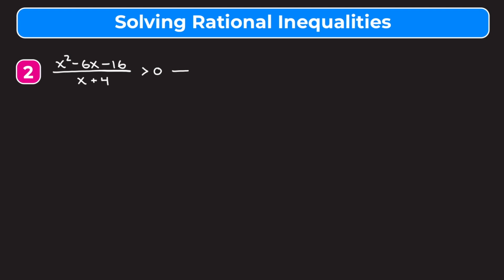So we're going to start by factoring this trinomial on the top. We need to think of two numbers that multiply to negative 16 and add to negative 6. If you take a second and think about that, you should get negative 8 and positive 2. So we can factor it into (x - 8)(x + 2). And our denominator is going to stay as x + 4 because we can't factor it. And we have that this is greater than 0. Now what we want to do is figure out what makes our numerator equal to 0 and what x value makes our denominator equal to 0.